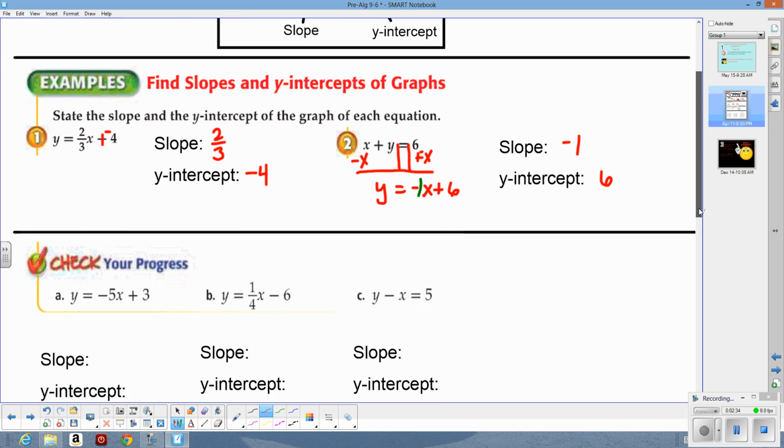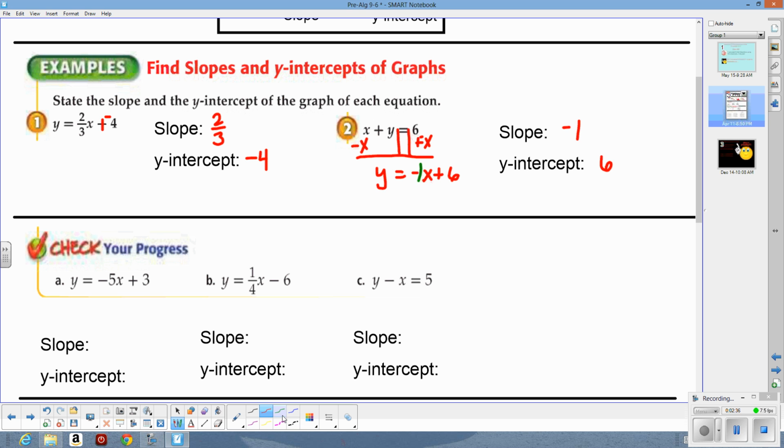You may want to pause the video and try the next 3 examples on your own. This first one is already in slope-intercept form. Remember, y equals mx plus b, where m is the slope and b is the y-intercept, or where it crosses the y-axis. So in this particular equation, the slope is going to be the coefficient of x, or the number in front of x, so negative 5. And then the y-intercept is this piece right here. Since it's plus 3, it's going to be a positive 3.